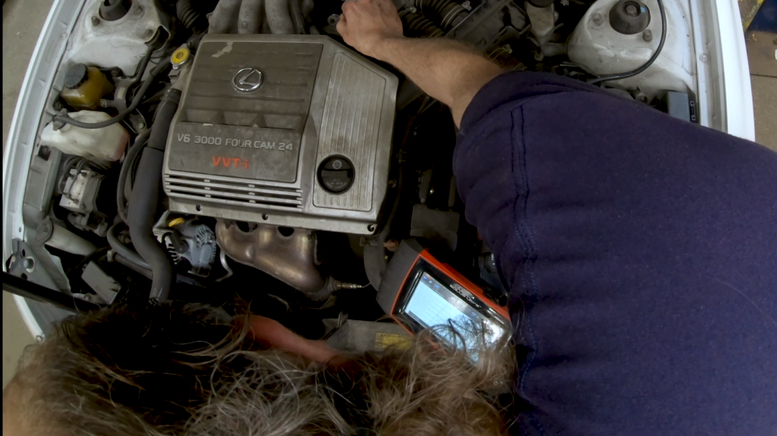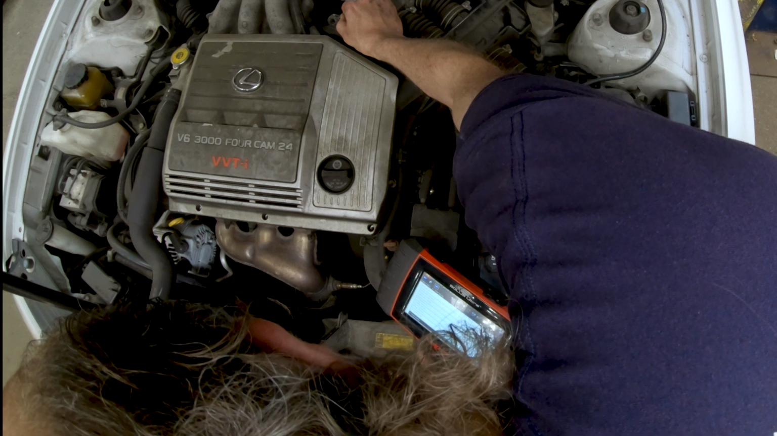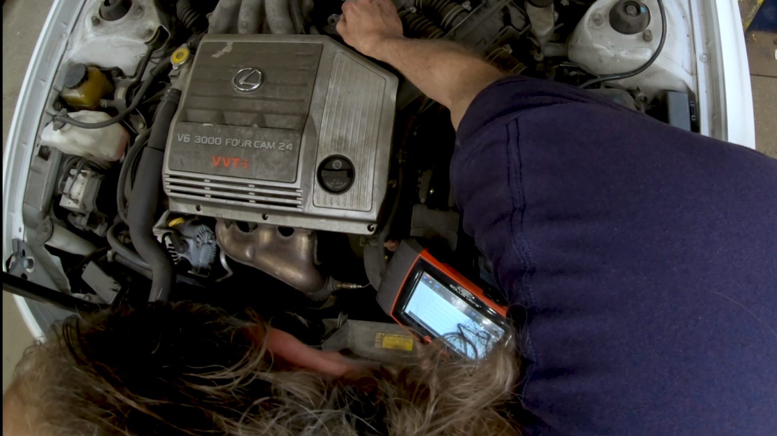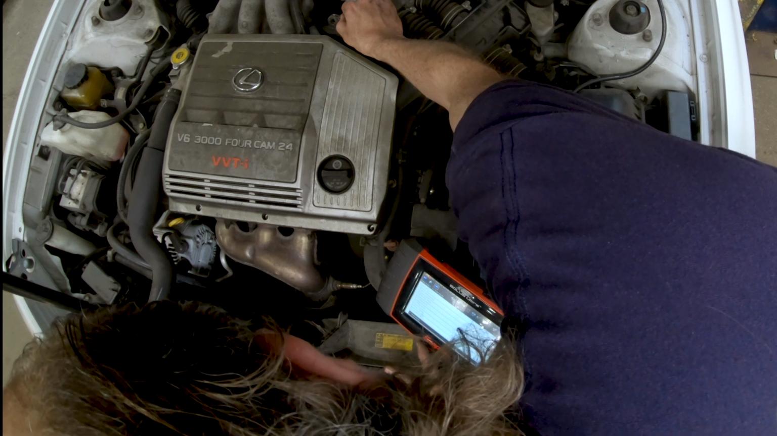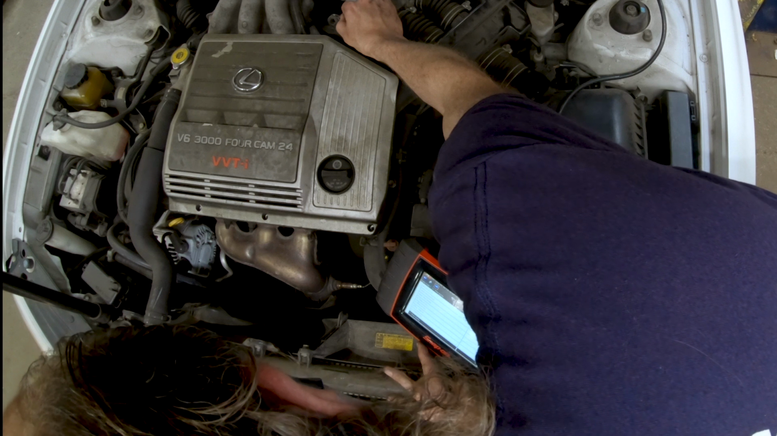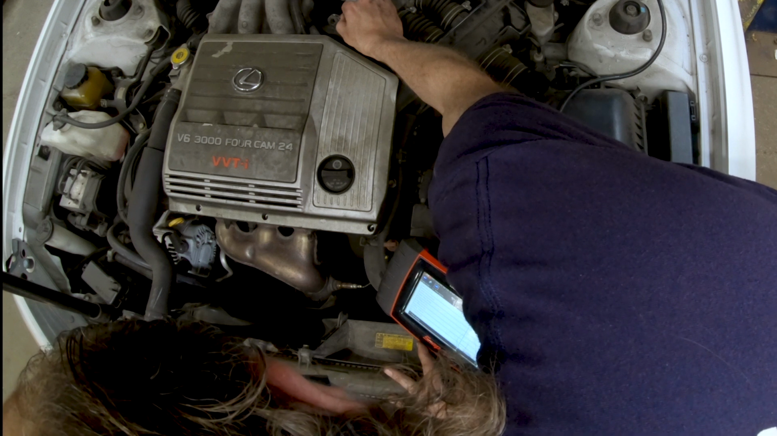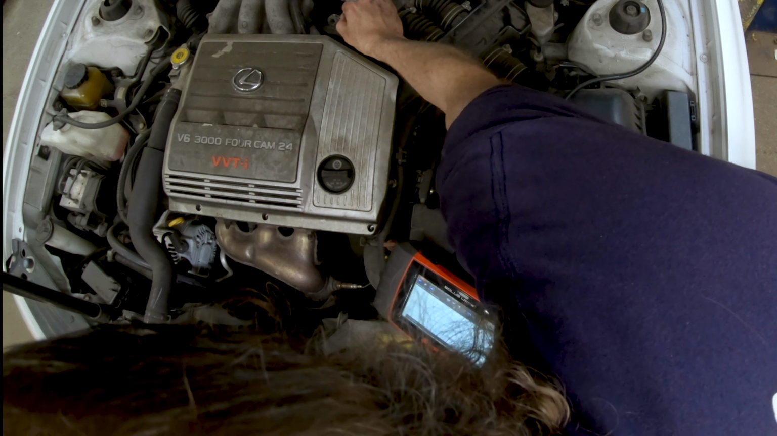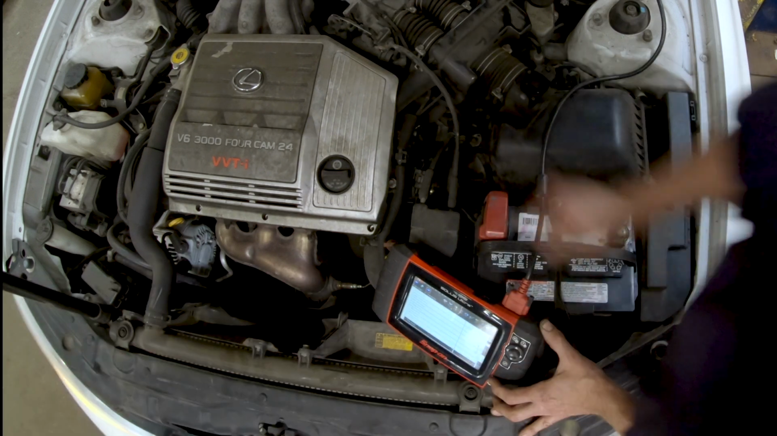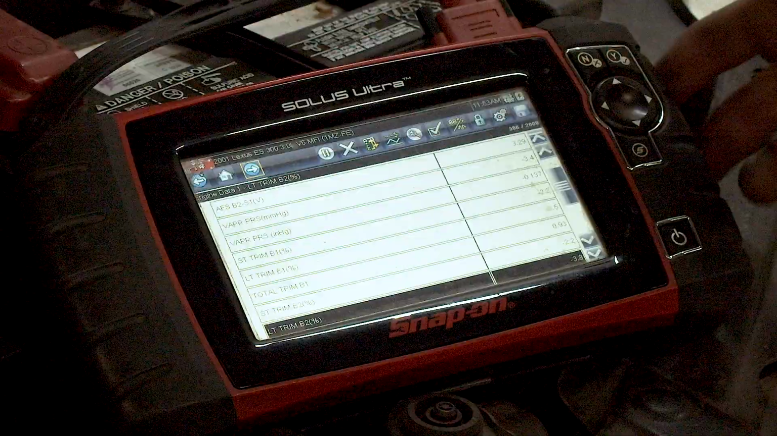Now, as you see right there, the car is adjusting. Our long-term fuel trim on bank 2 is 1.9. Short-term looks like 0 now. So then we're going to let off, and our numbers are going to be good.